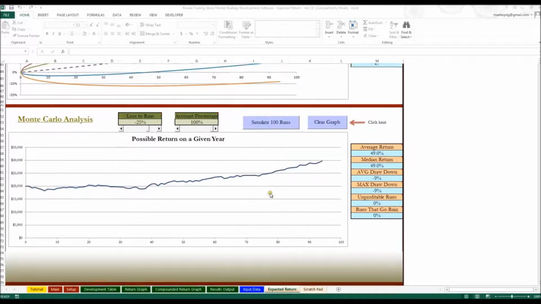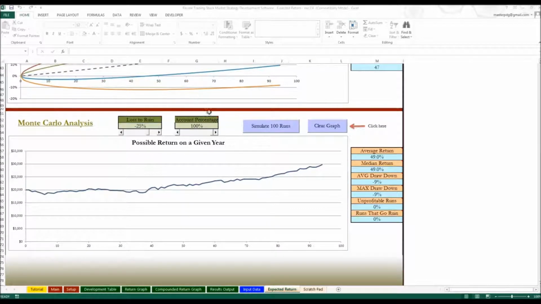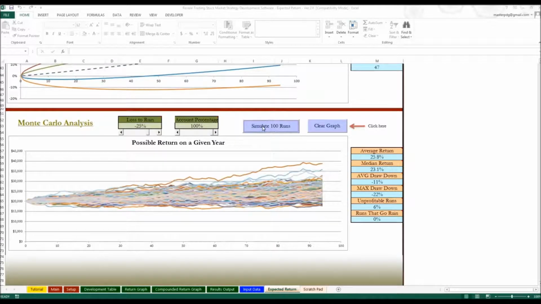Some people understand these theoretical graphs a little bit better when you see it as an example. And so I've included on here a Monte Carlo analysis. And all this does is it takes the average trade return coupled with the standard deviation and simulates 100 times what it might look like in the future if those 2 factors hold true in the future. So here you can see after 100 runs we're getting an average return of 26%, a median return of 23%.